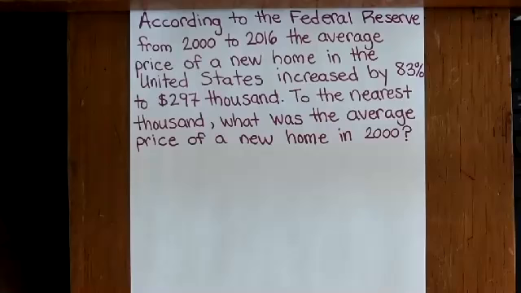According to the Federal Reserve, from 2000 to 2016, the average price of a new home in the United States increased by 82% to $297,000. To the nearest thousand, what was the average price of a new home in the year 2000? All right, this is another example of the percent of change equation.